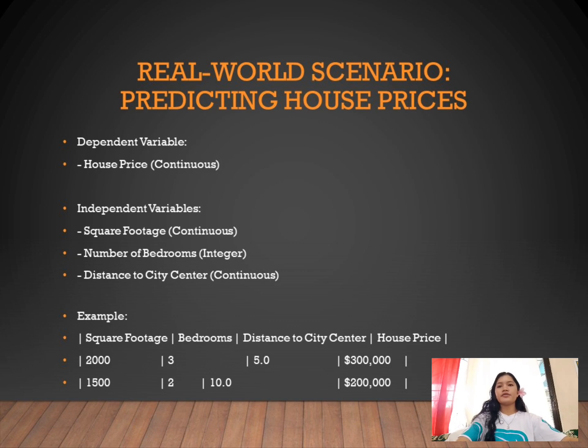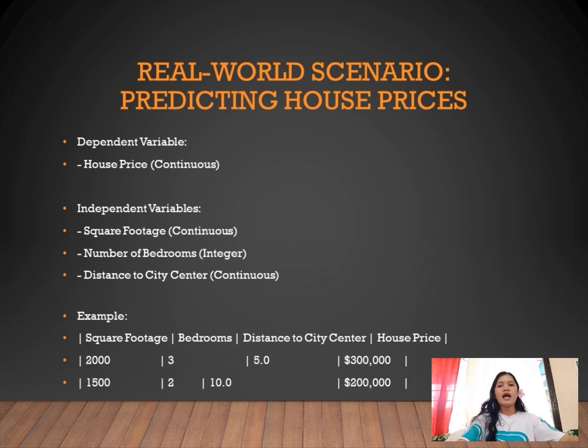Let's look at a real-world scenario. Imagine we want to predict house price. Our dependent variable is the house price, which is continuous. The independent variables are square footage, the number of bedrooms, and the distance to the city center. Each of these is a key factor that affects the price.